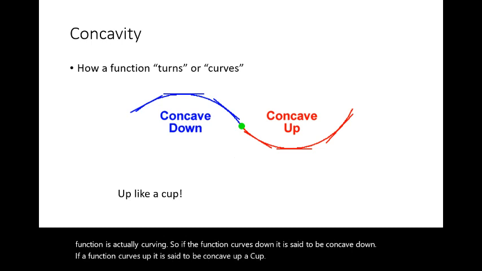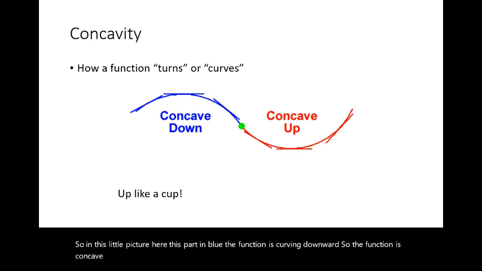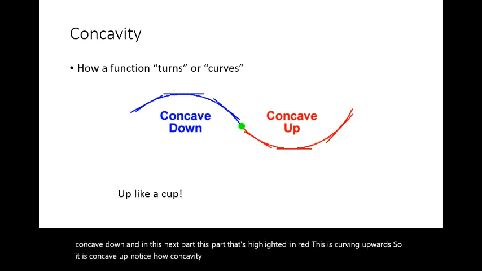So in this little picture here, this part in blue, the function is curving downward, so the function is concave down. And in this next part, this part that's highlighted in red, this is curving upward, so it is concave up. Notice how concavity has nothing to do with increasing or decreasing, it's just how the function's curving.